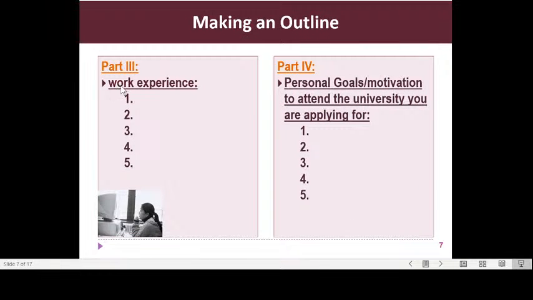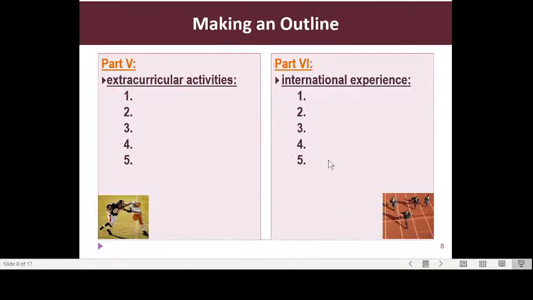Part 3 is about work experience. If you have worked somewhere in one place or several places, how long and what kind of work did you do? In part 4, your personal goals, motivation, that's causes, why you want to attend the university you are applying for. So 1, 2, 3, 4, 5, you can give any number of reasons. They don't have to be 5 exactly.